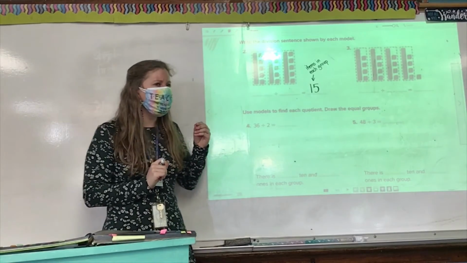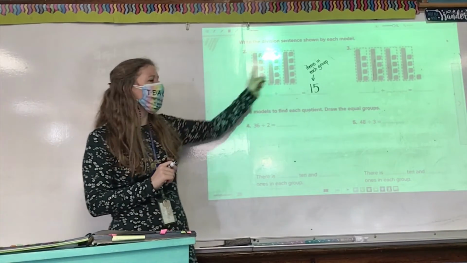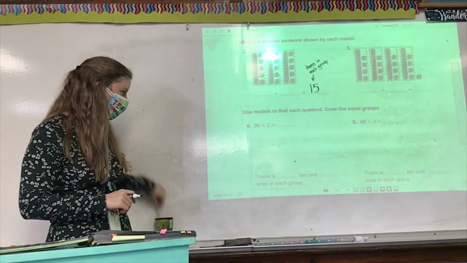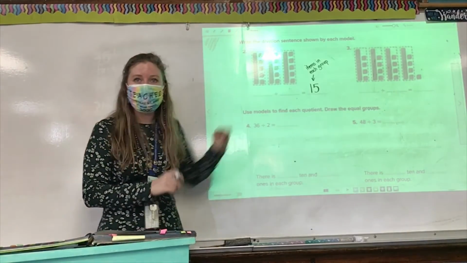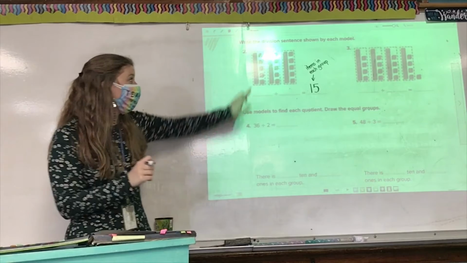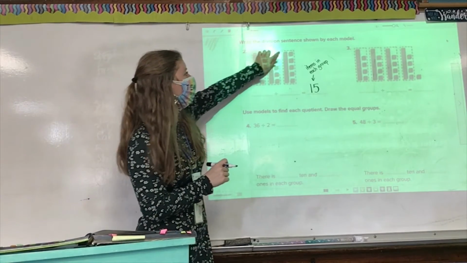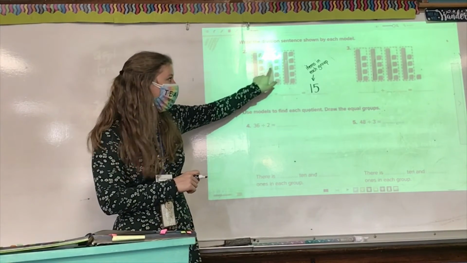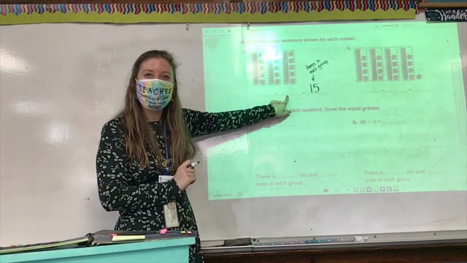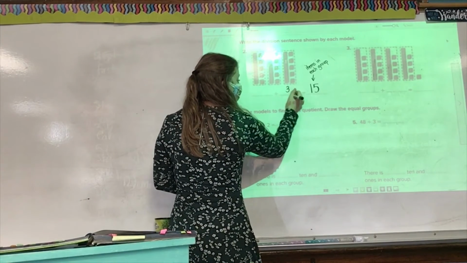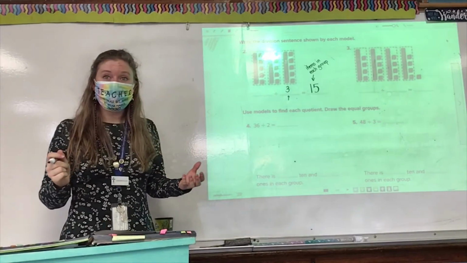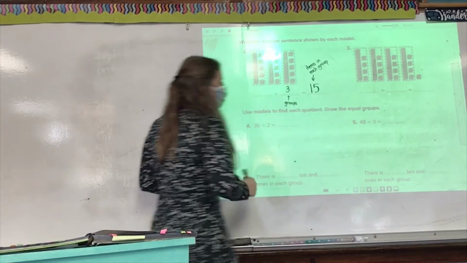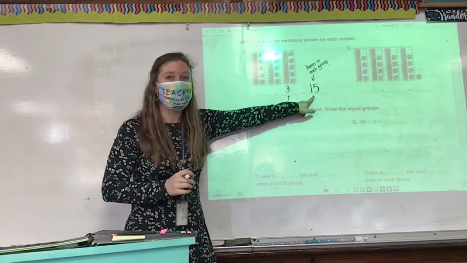The divisor is the number of groups. How many groups do we have in this model? Michaela, how many groups do we have in this model? 3. 1, 2, 3. So our divisor is the number of groups. We have 3 groups, so what is our divisor, Michaela? 3. So remember, let's label it. In this lesson, the divisor is the number of groups. The quotient is the items in each group.